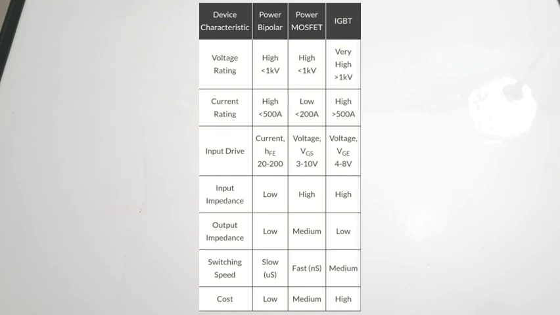Switching speed is maximum for power MOSFET, then for IGBT, then for power BJT. That is, power BJTs are the slowest. Cost is high for IGBT, medium for power MOSFET, and very low for power BJTs. Okay, so these are the various points of comparison between MOSFET, IGBT and BJT.